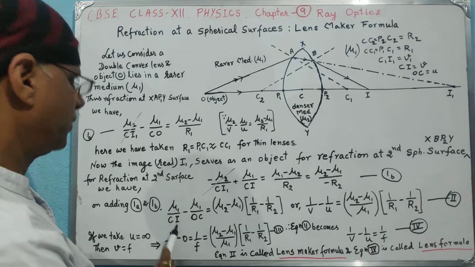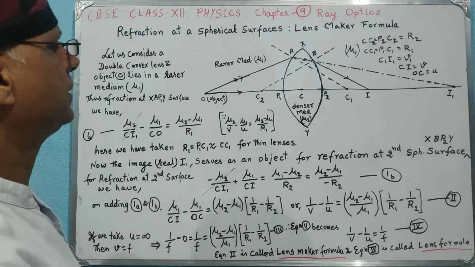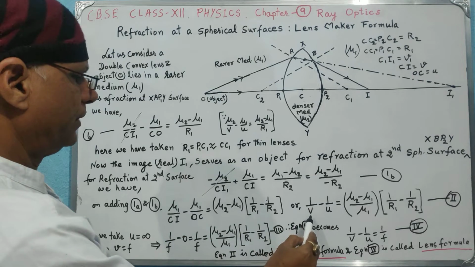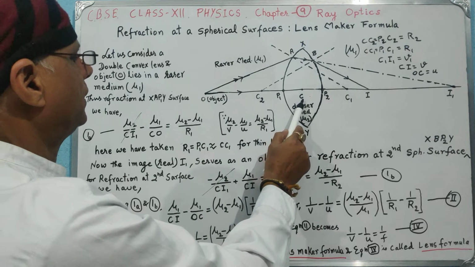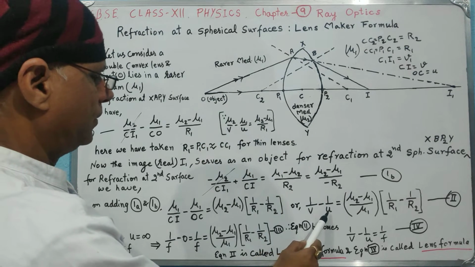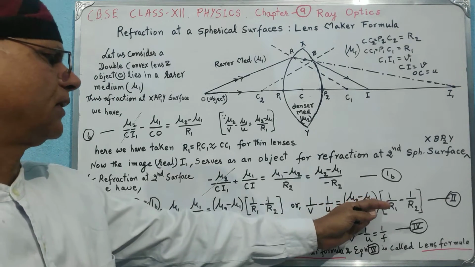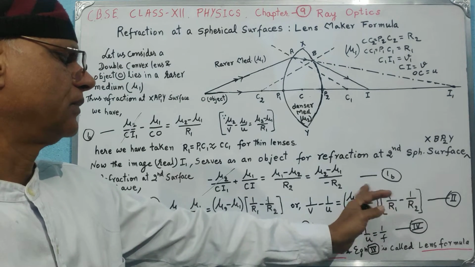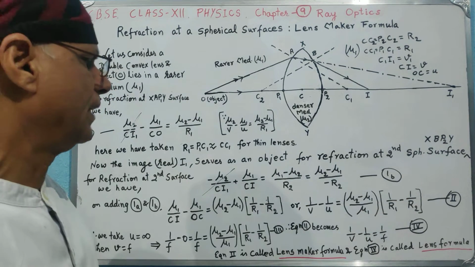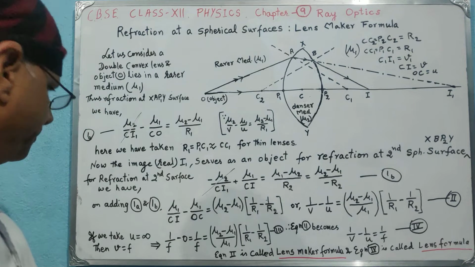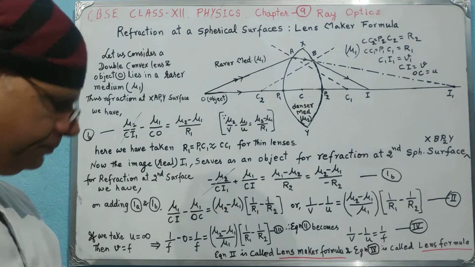And here you see for CI, what is CI? This is the final image distance and we name it V, so we write 1 by V minus 1 by OC. This is the initial object distance, that is U, so 1 by V minus 1 by U equal to mu2 minus mu1 by mu1 within bracket, and another bracket starts 1 by R1 minus 1 by R2. We name it as equation number 2. This equation number 2 is known as Lensmaker formula.